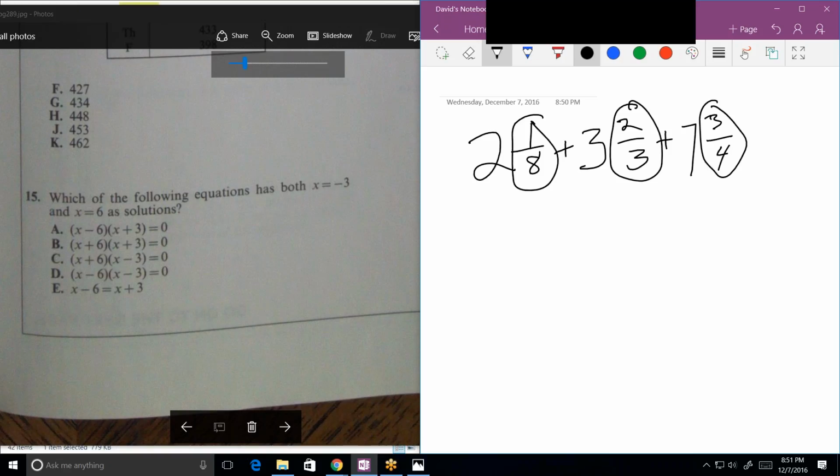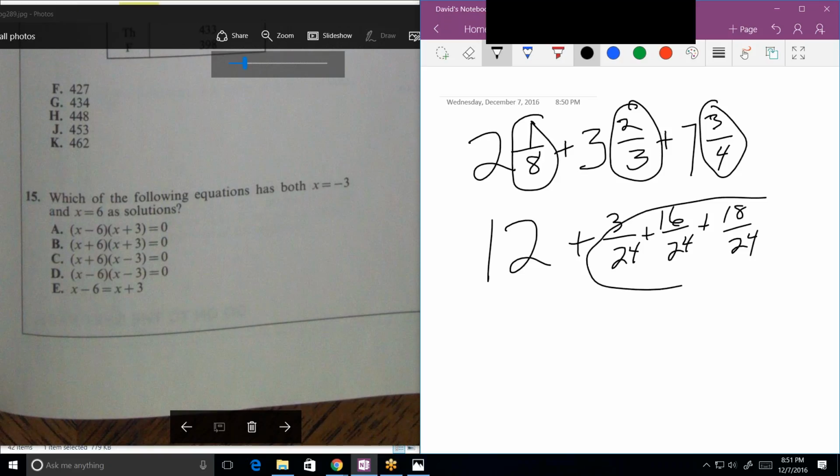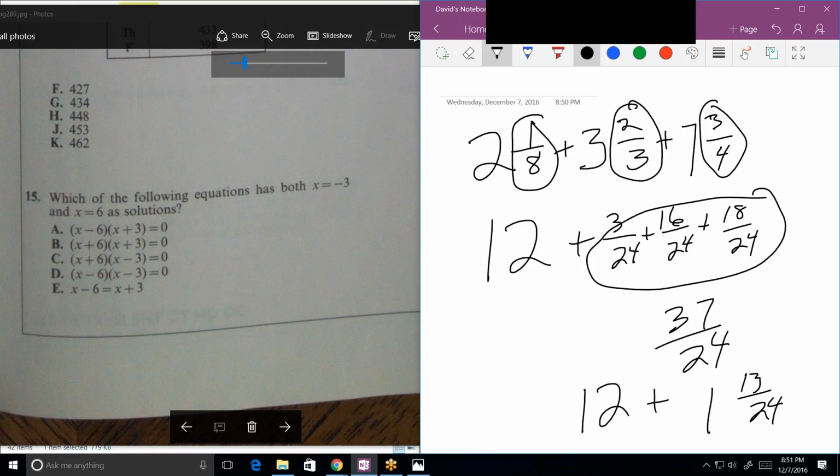Add the whole number separately, so you end up with 12 plus 3/24 plus 16/24 plus 18/24. And then add those separately, you get 37/24, which is the same as 1 and 13/24. Now you add your 12 and you get 13 and 13/24. And that would be one of the multiple choice answers.